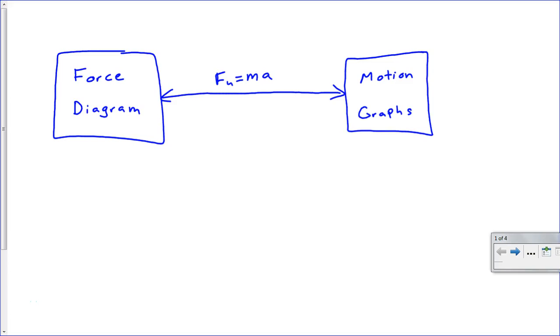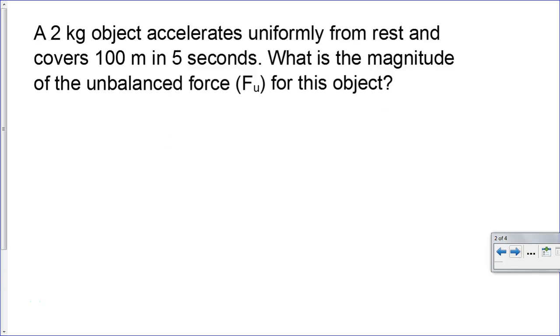Hello, in this short video I'm going to be going through 3 additional practice problems that we did in class about how to do these problems that use force and the motion graphs together along with the Fu equals ma equation. So this is just a few extra problems to help get you in shape for the quiz on force diagrams and the motion graphs.